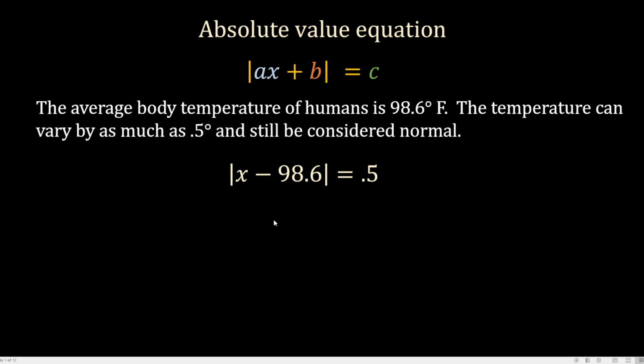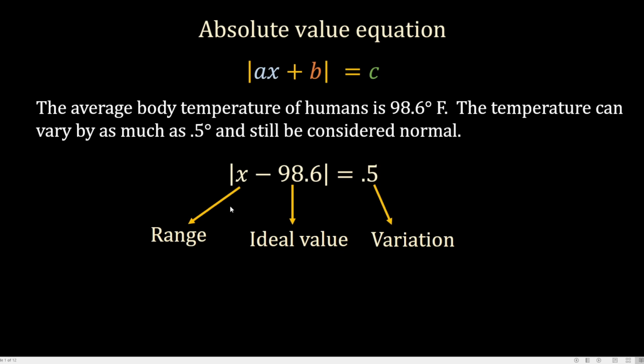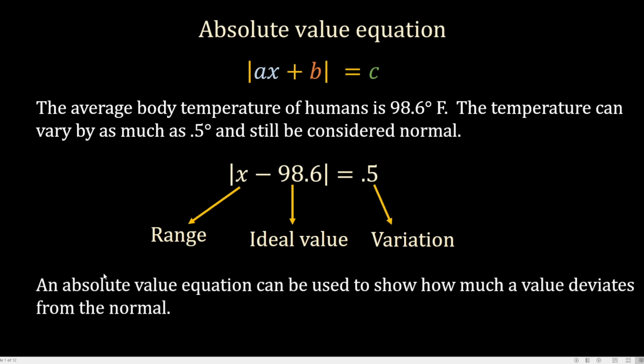to 0.5. So 98.6 is the ideal value, 0.5 is the variation, and x is the range, because when the ideal value and variation come, their range comes. So an absolute value equation can be used to show how much a value deviates from its normal value.